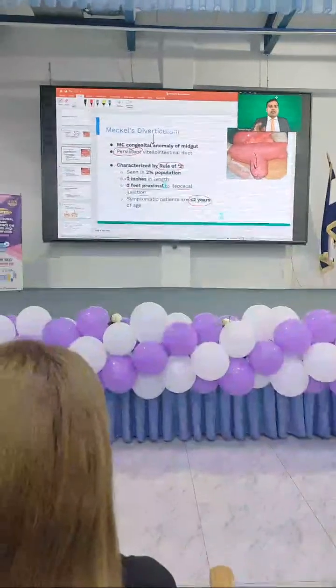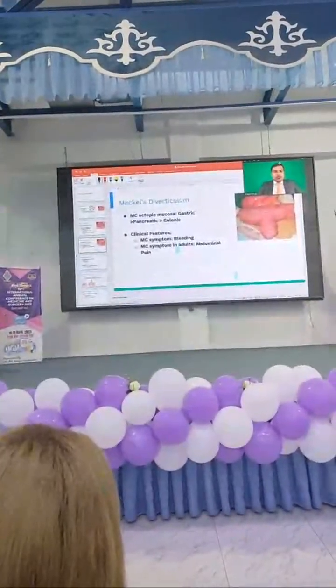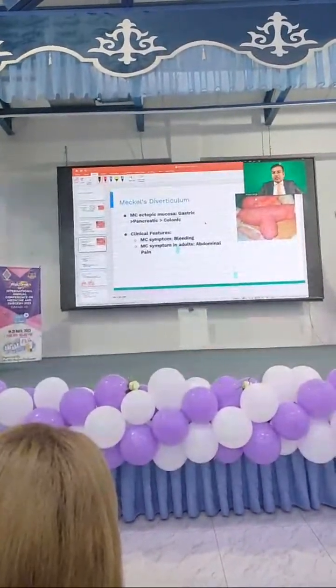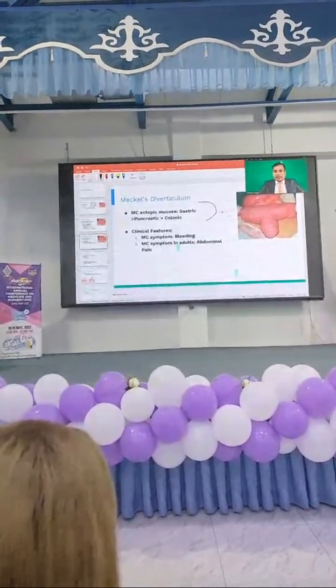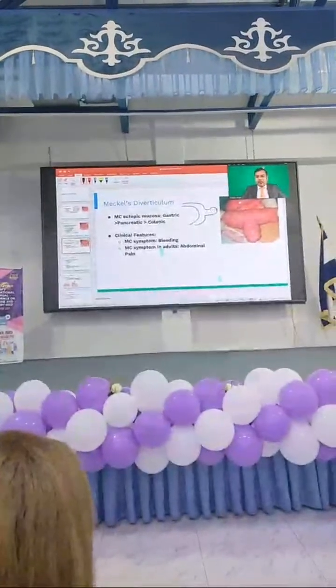And we have to rule out the presence of Meckel's diverticulum. Clear, guys? Now, what is the problem in Meckel's diverticulum? You know that there is presence of ectopic mucosa. So this is the diverticulum. You can see here, and here there is presence of ectopic mucosa.